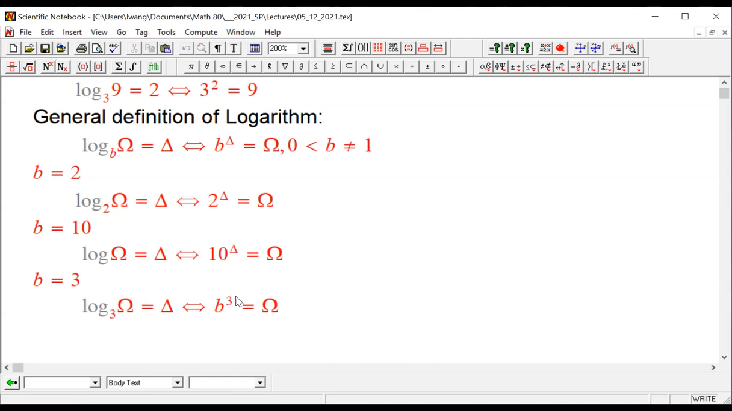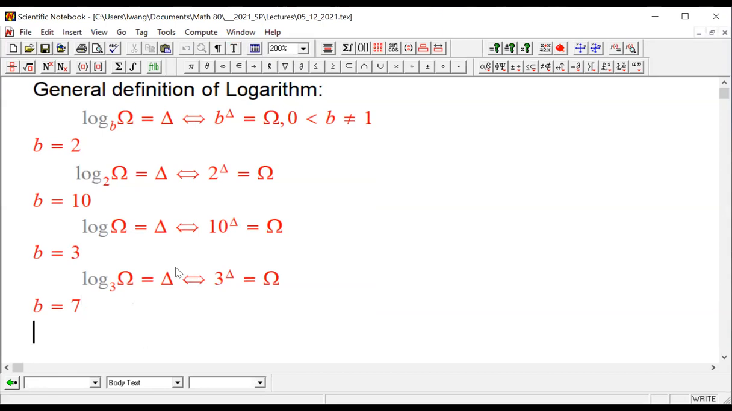I'm sorry, 3. No, sorry, this is a triangle. My bad, okay. So base is a 3. Okay, if base is a 7, okay, if base is 7 and this turned to 7. And the list could go on.